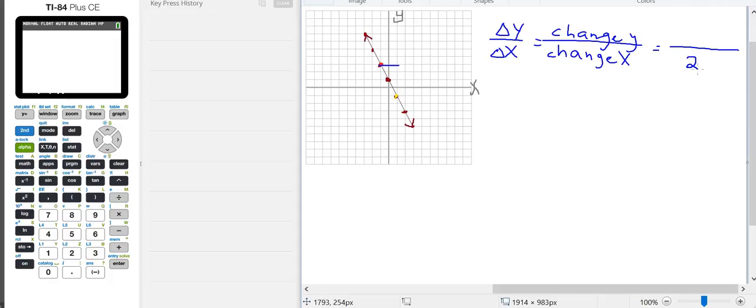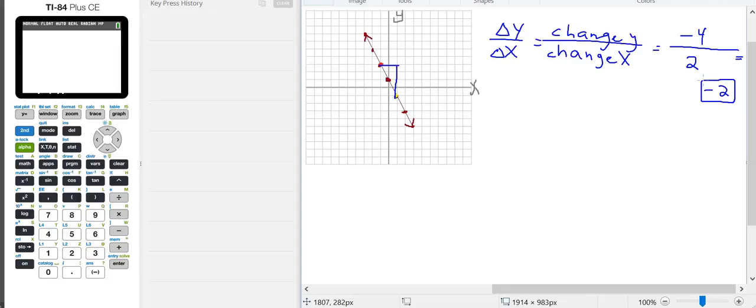And now let's go to our yellow point. We're going down 1, 2, 3, 4. So our change in y values is -4 because we went down 4. And let's reduce this. Our slope, the change in y values over the change in x values, is -4 over +2, which is -2. This line has a negative slope.